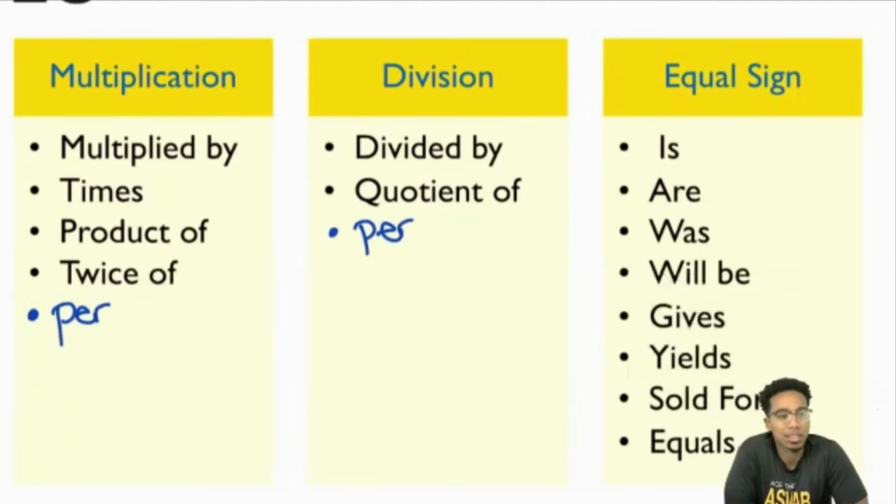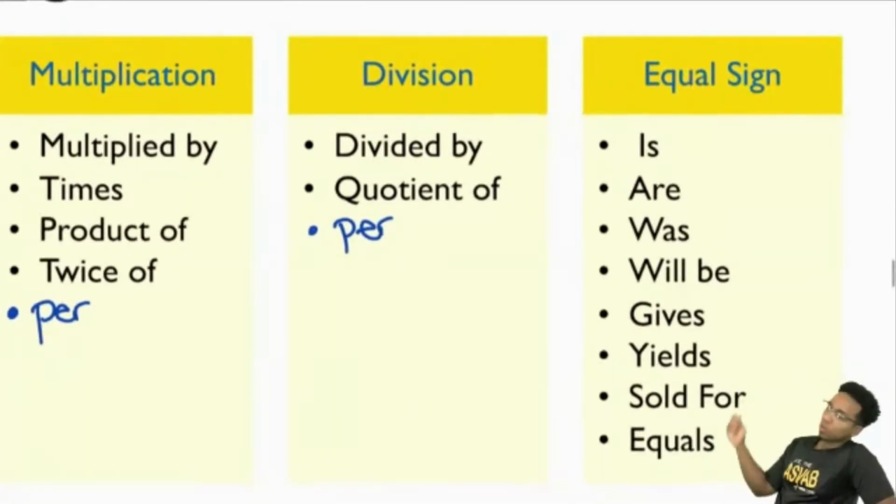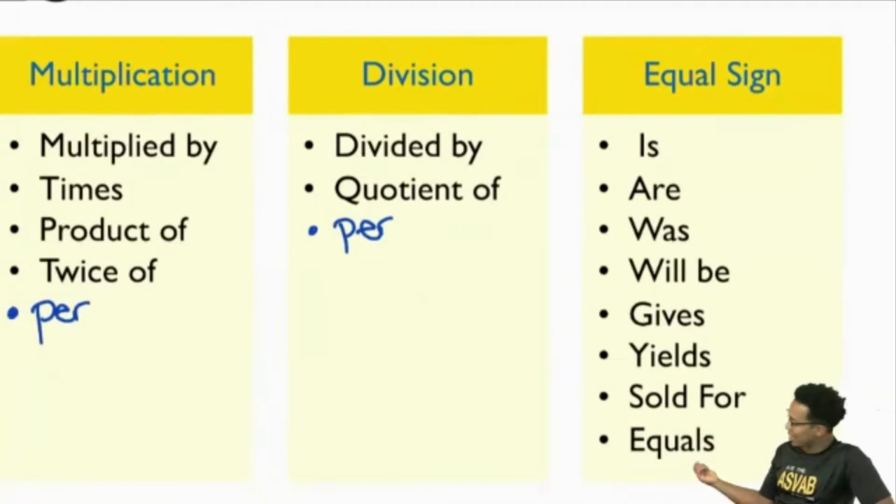So here's the thing. When you're dealing with the word per, you could be multiplying, you could be dividing. It really depends on if you're trying to work forward in the problem or work backwards. So pay attention to the context. And then equal, we have equal sign, or is, are, was, will be, gives, yields, sold for, equals, all of that.